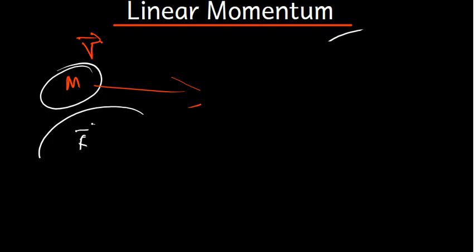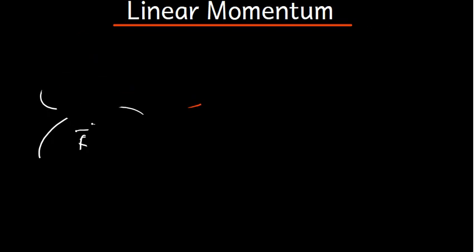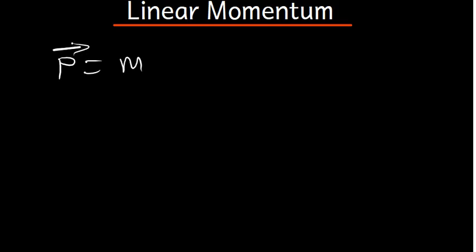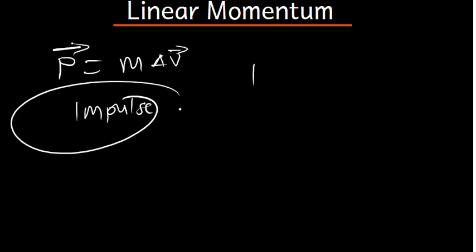Okay, now when we talk about momentum in general, we are saying that if an object is moving, it has momentum, which is mass times, let's say, the change in velocity. This change in velocity, we might say, is the final velocity minus the initial velocity. Then there's also what we call the impulse. There is a relationship between the impulse and momentum.